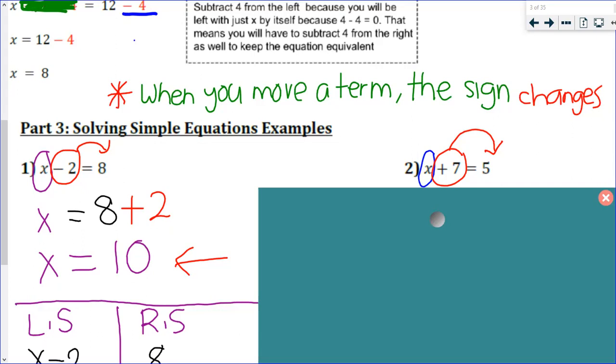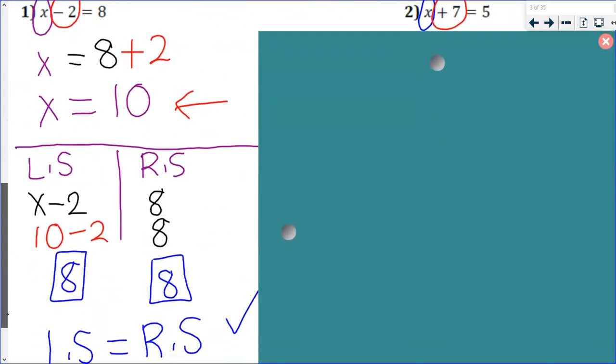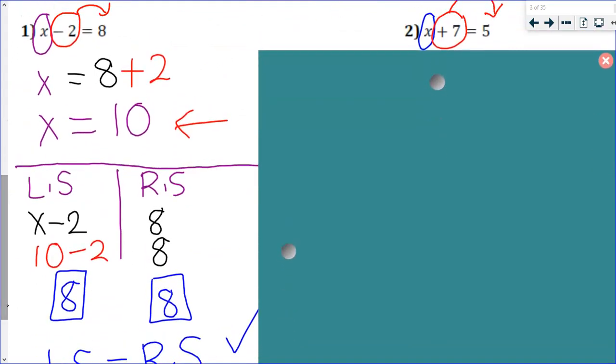I'm going to show you how to do that. So we're going to write the problem again, but this time I'm putting it in table form. The left-hand side of the equation is x minus 2. The right-hand side of our equation is 8. Now, wherever I see x, that's my x value.